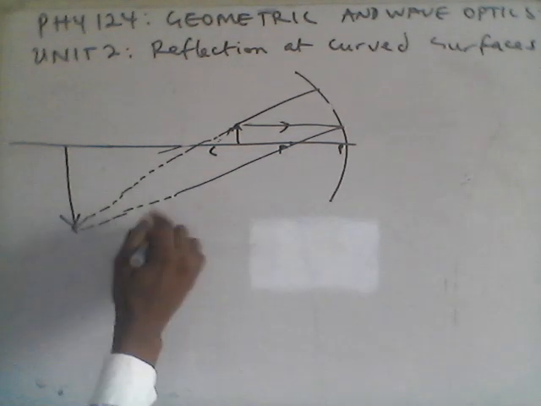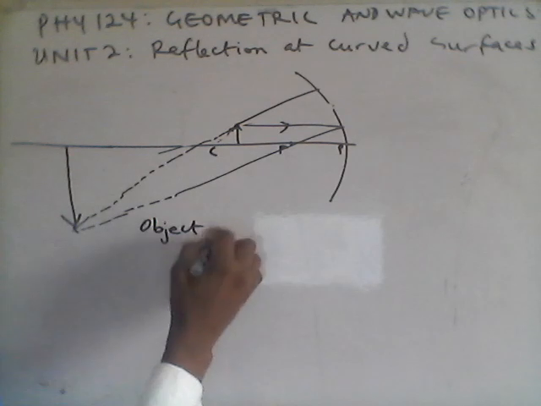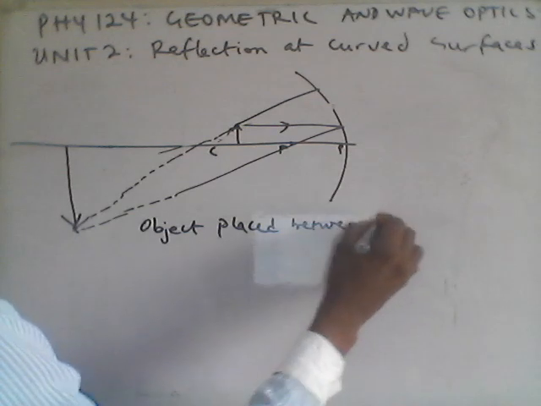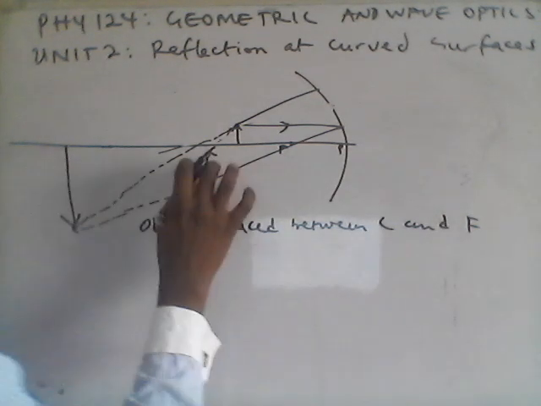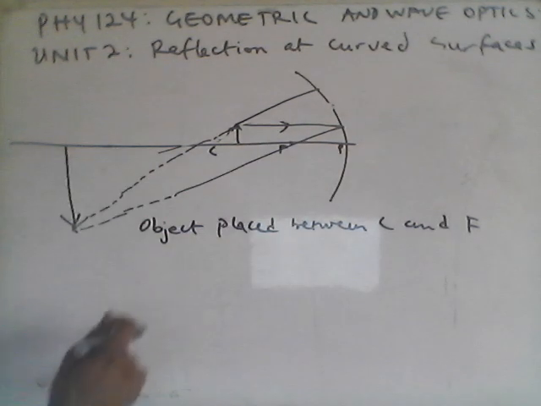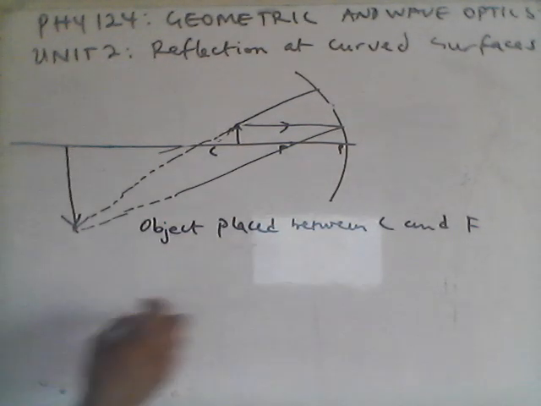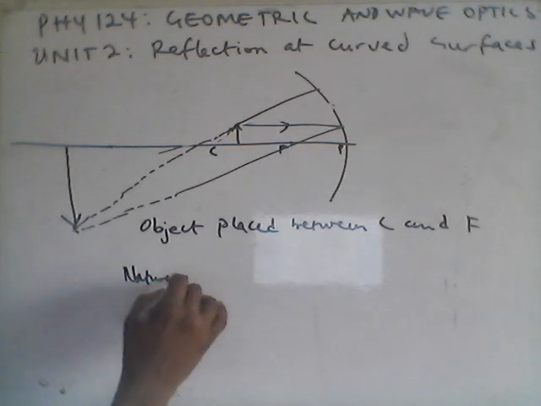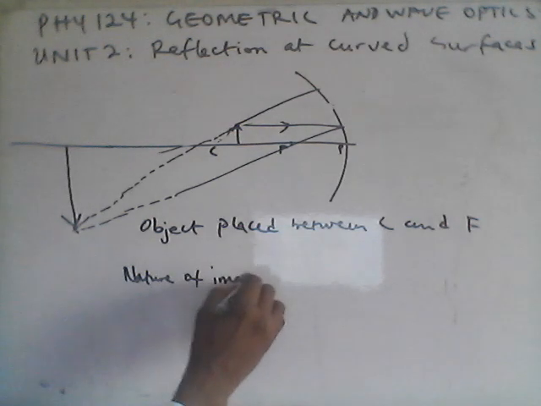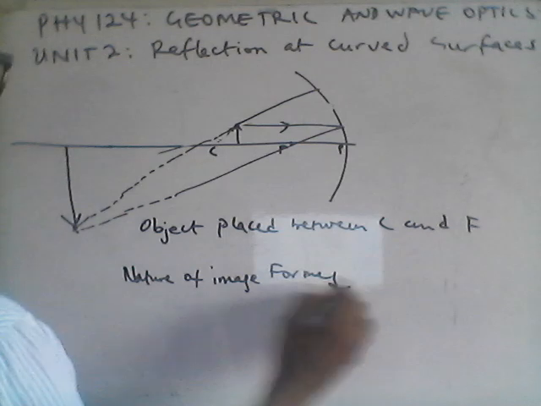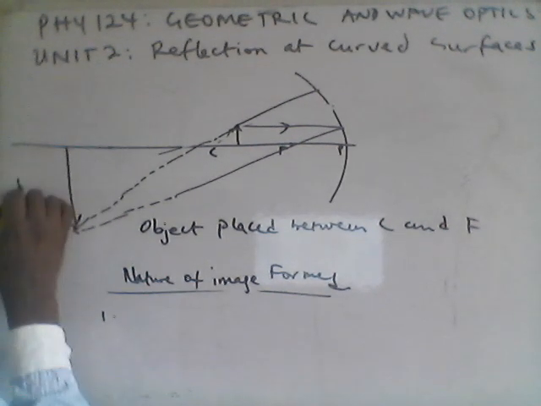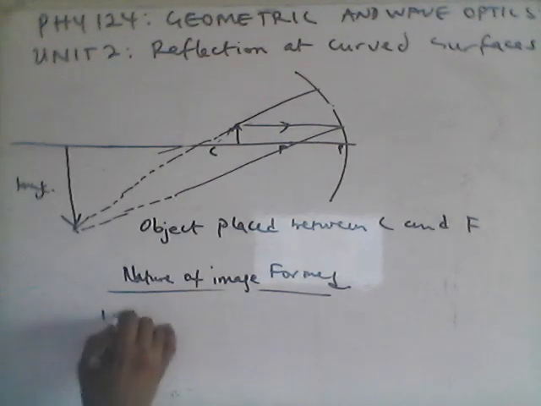So this is the object placed between C and F, between the radius of curvature and the focal length. What is the nature of the image formed? Number one, the image is magnified. This is where we get a magnified image. Magnification means that the image is bigger than the object by far.